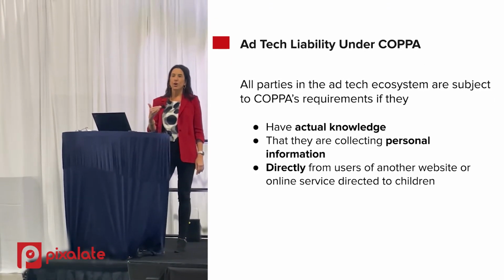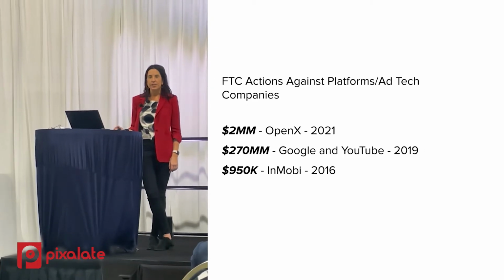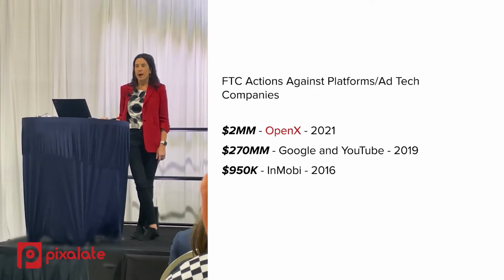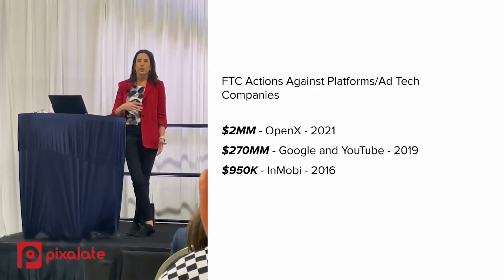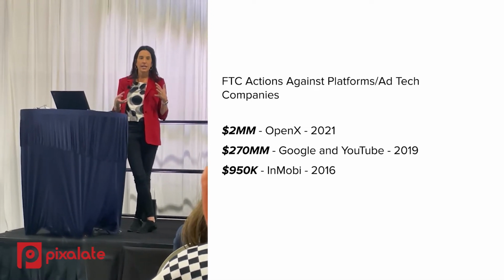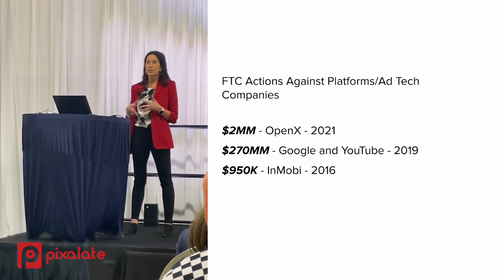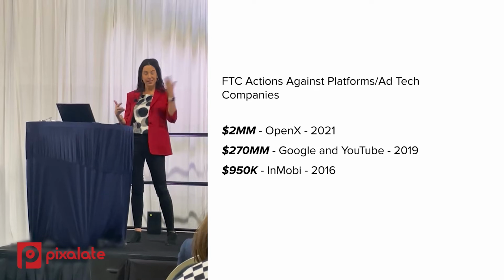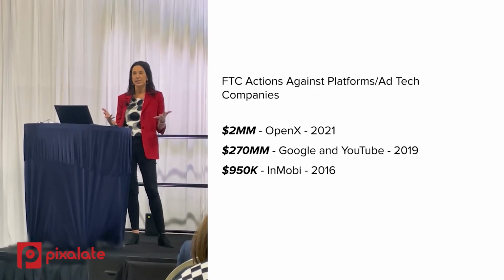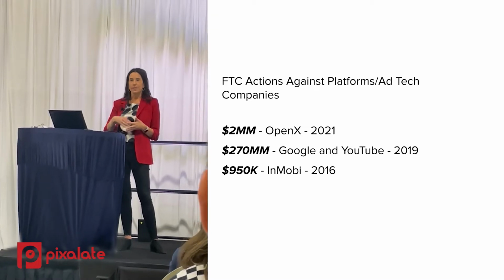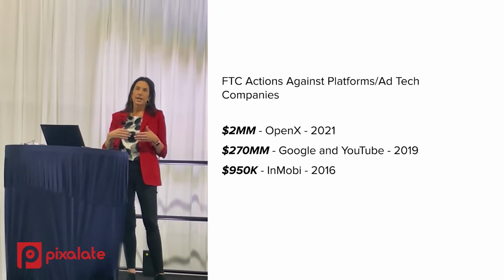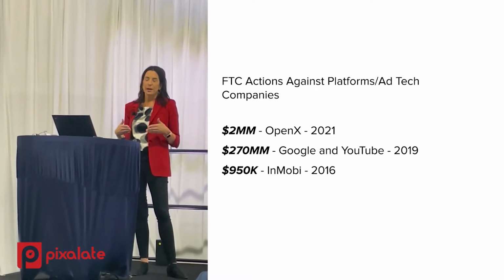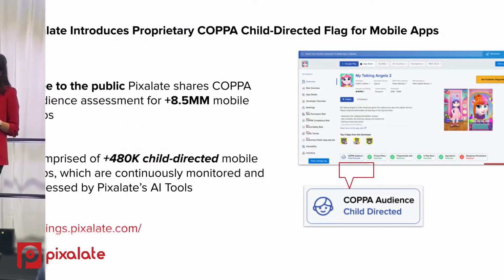And we just saw an example of that in the FTC's OpenX case. That was a COPPA case against an ad network. In that case, the complaint alleged that OpenX had a system in place for manual review of apps, and because they had this system in place, they had actual knowledge that hundreds of apps in their ad network were in fact child-directed, and yet they continued to collect persistent identifiers and residential IP information for the purpose of serving targeted ads.